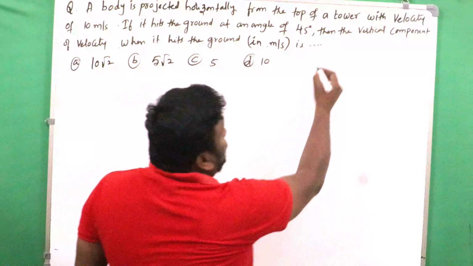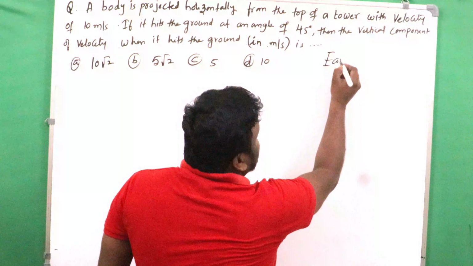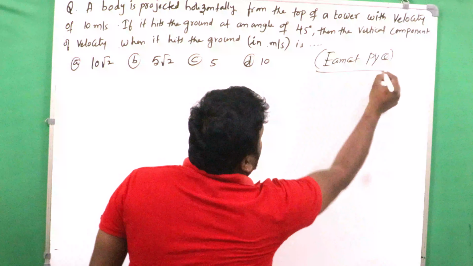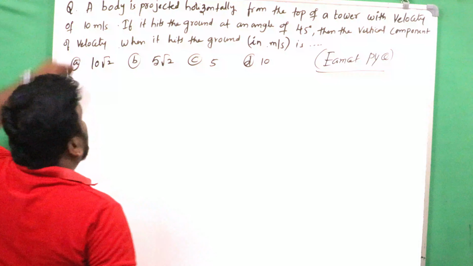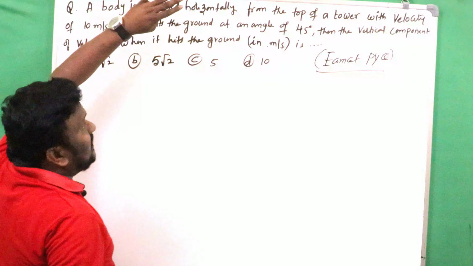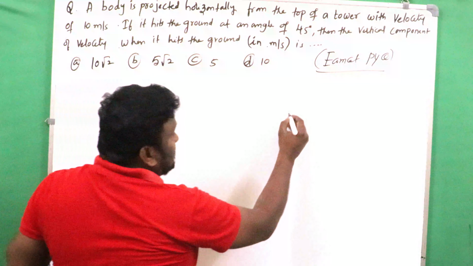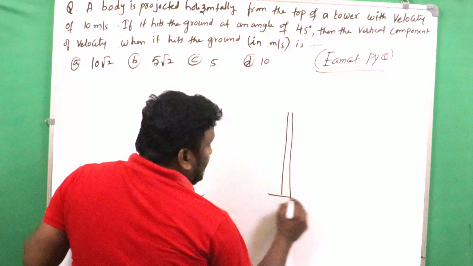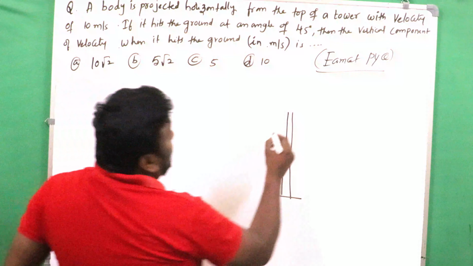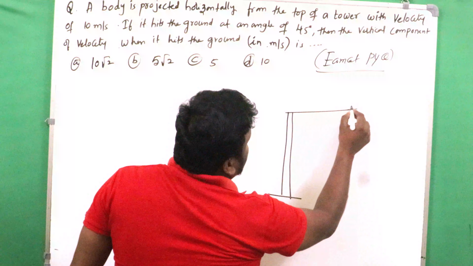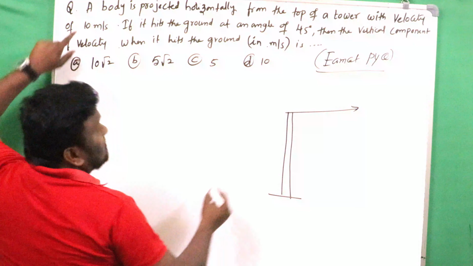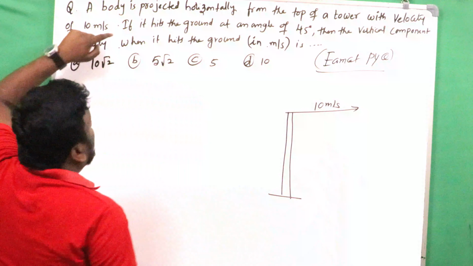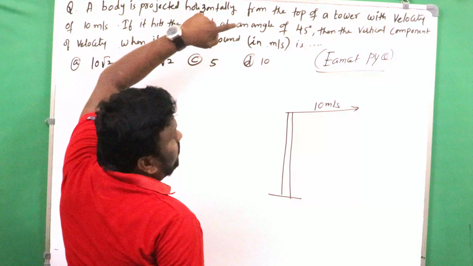So this is also an EAMCET previous year question. A body is projected horizontally from the top of a tower. This is the tower. From the tower, the body is projected horizontally like this with a velocity of 10 meters per second. If it hits the ground at an angle of 45 degrees.